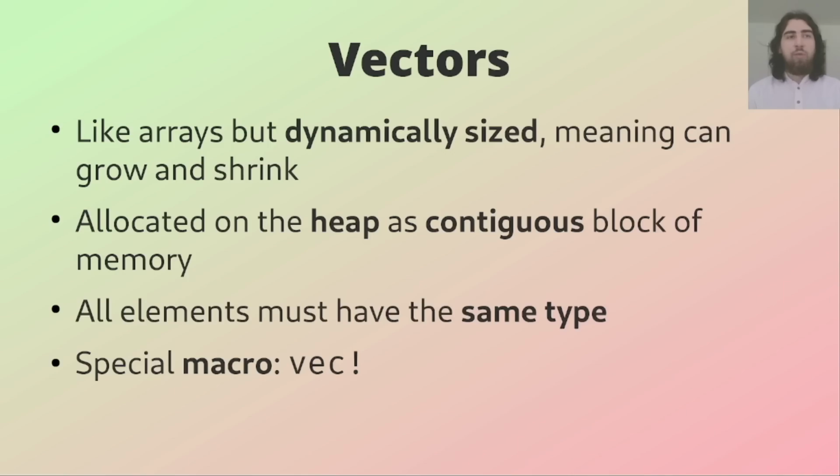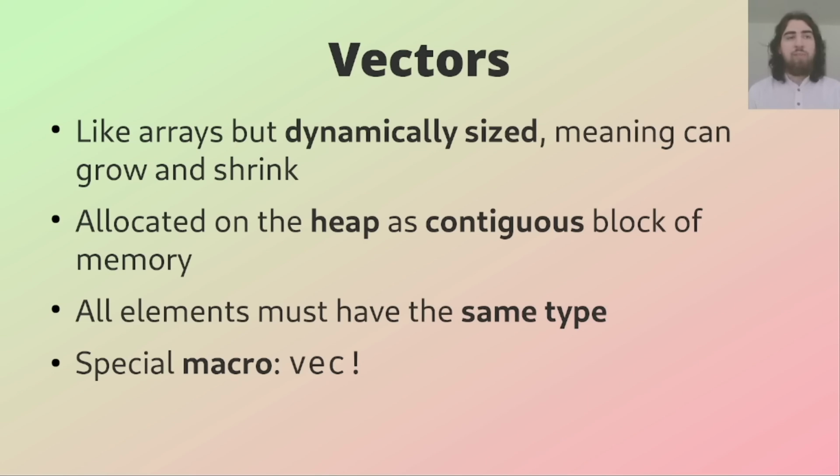So let's see vectors. A vector is like an array but dynamically sized, meaning they can grow and shrink. It's allocated on the heap as a contiguous block of memory. All elements in a vector have to have the same type.